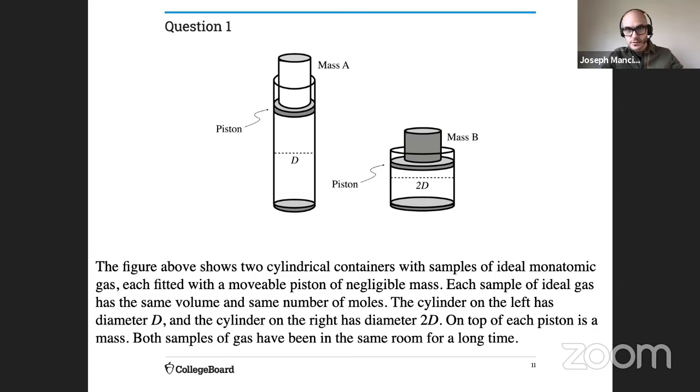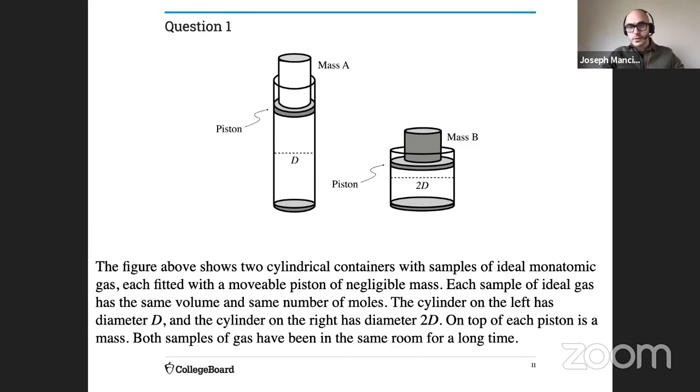Now, having the same volume and same number of moles was a clue that you had to read. Reading carefully is going to be really important on this test. The AP Physics 2 Development Committee is telling you everything that you need to know on this test, but you have to read real carefully. The cylinder on the left has diameter d, and the cylinder on the right has diameter 2d.